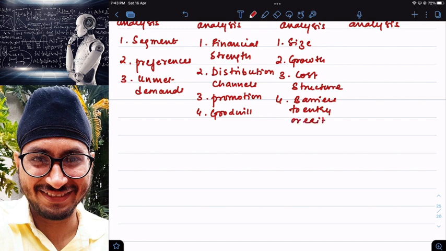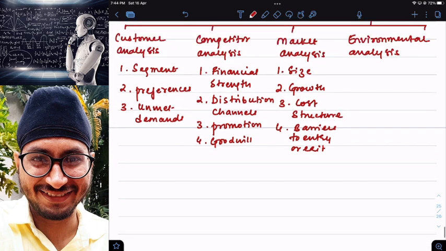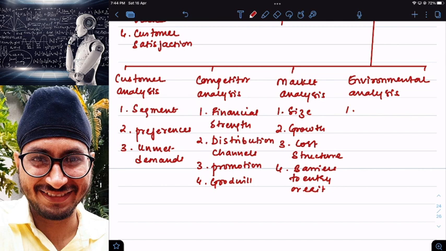Barriers to entry or exit means, for example, entry or exit of firms. What will be the impact on my business if a new company comes, and what will be the impact if an existing company exits the market, and whether you are allowed to exit the market or not. Is it easy to enter or exit the market or not? All these are barriers to trade. Then environmental analysis, where we have economic trends and also technology changes. Clear? These two are environmental factors.